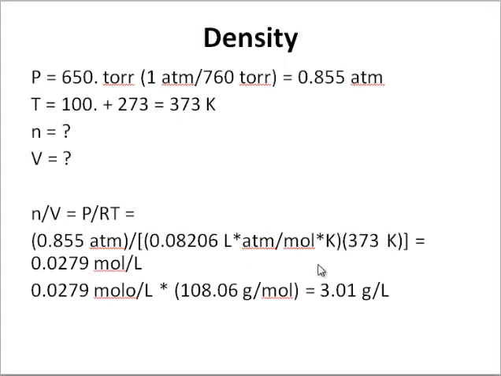Note that the product of both is in the denominator. Careful with the order of operations. You'll want to calculate this divided by this divided by this. We obtain 0.0279 moles per liter.